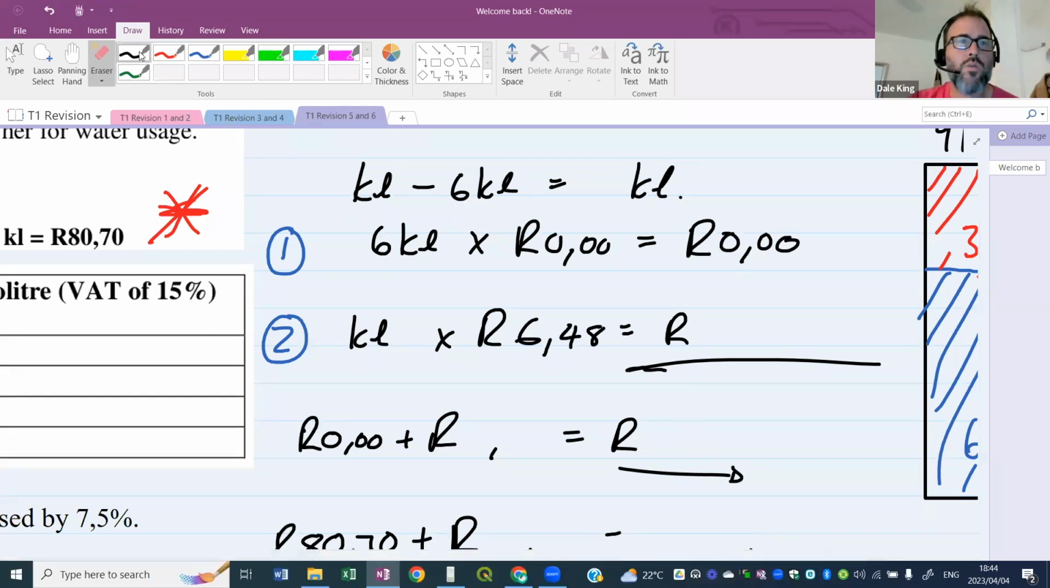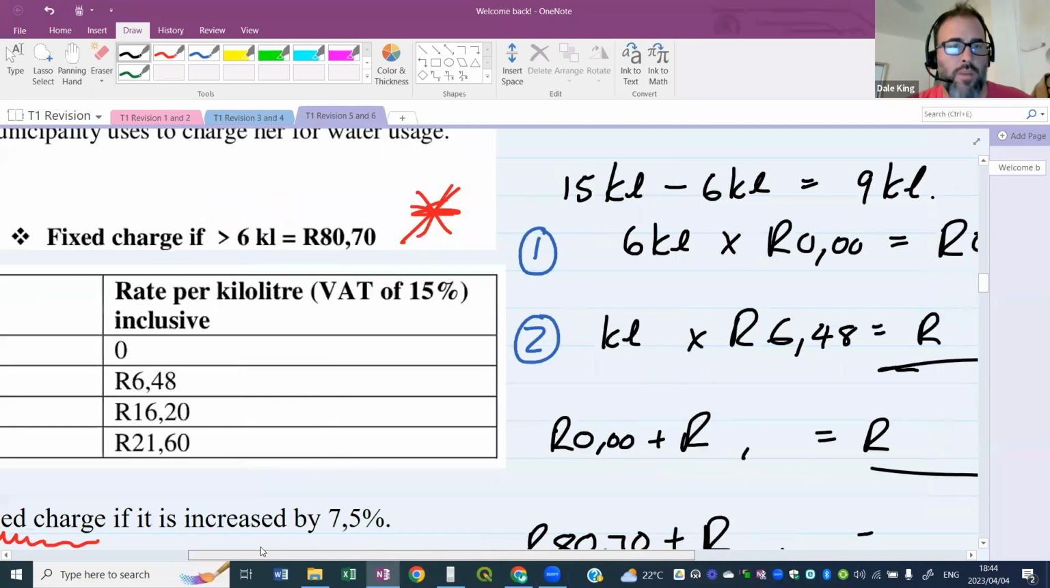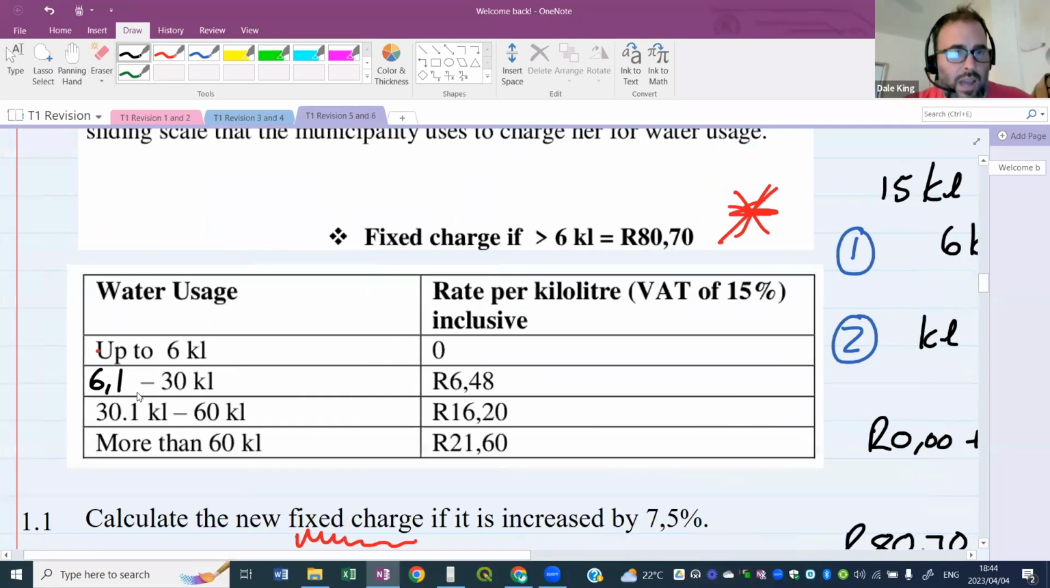Let's just redo our calculations, but with 15 here. So we're going to put 15 on the front. We've got 15 kiloliters. We need to remove 6 because 6 is free. So 15 minus 6 means we've got 9 left. That 6 is free. I charged it at 0 rands, and I got 0 rands as an answer. I still have 9 left. Now, with this 9 left, you've got to go back to the table and say, have we gone through the whole of the second bracket?